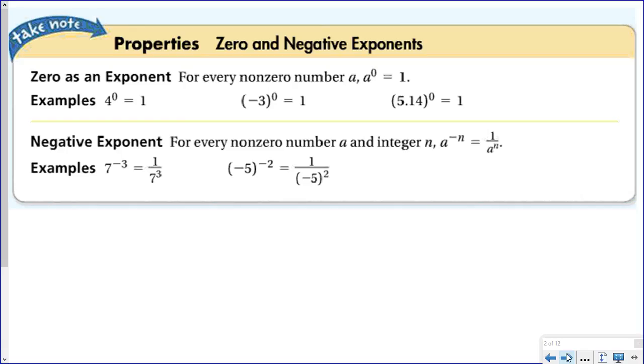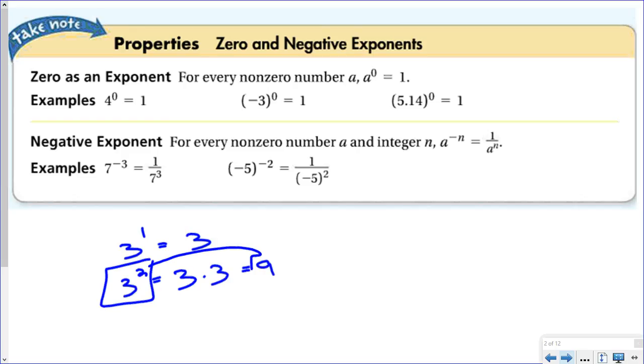Okay, so let's just first talk about what an exponent is. First off, let's say we have 3 raised to the first power. That means you have one 3 and your final answer is 3. If you had 3 raised to the second power, you would have two 3's and your final answer would be 9. 3 squared, the final answer would be 9. If you had 3 to the third power, you would have three 3s, and that would give you 27.